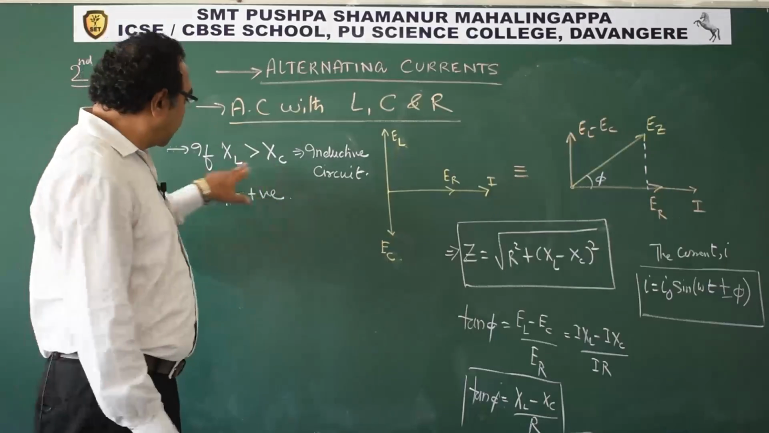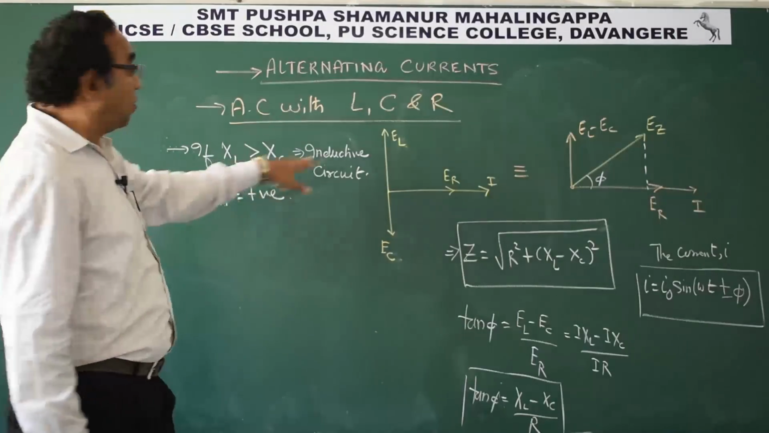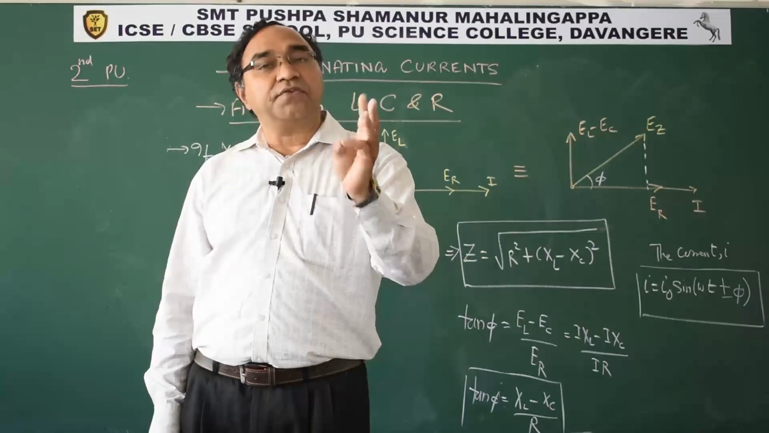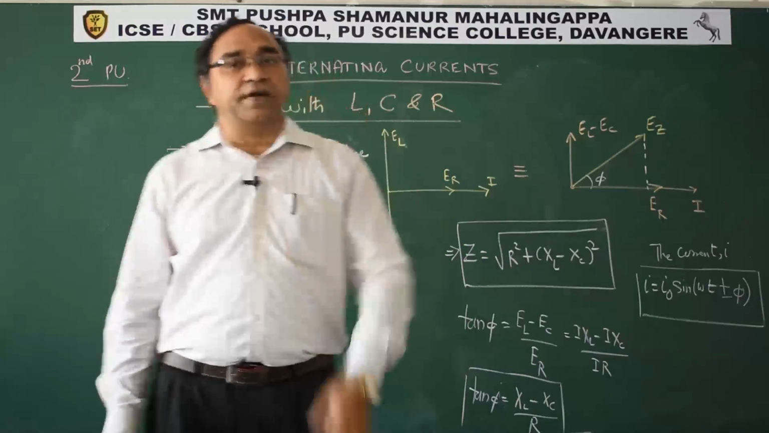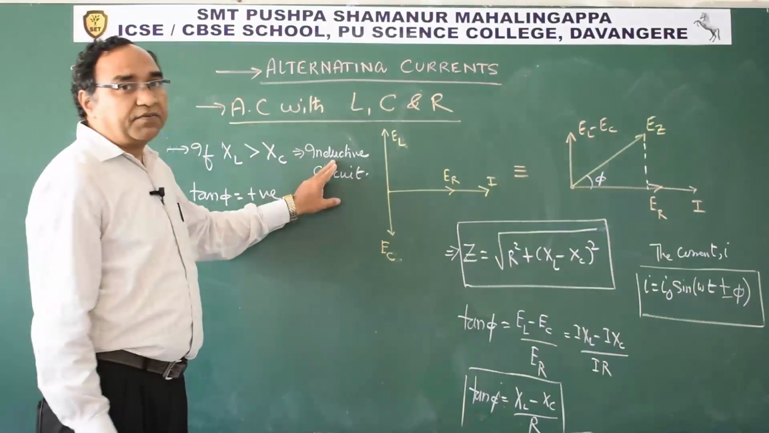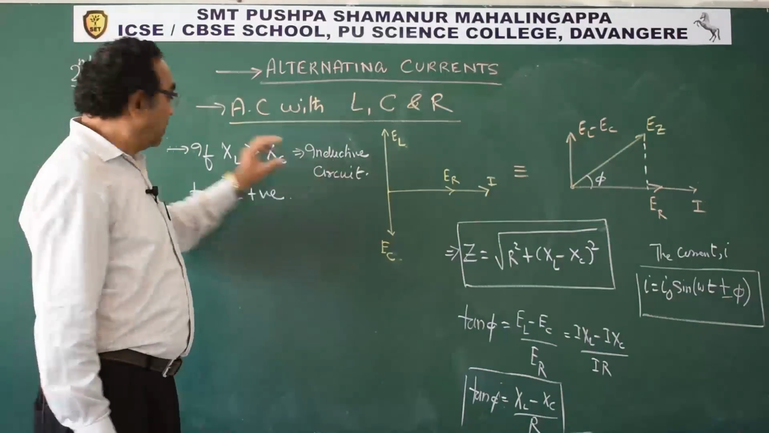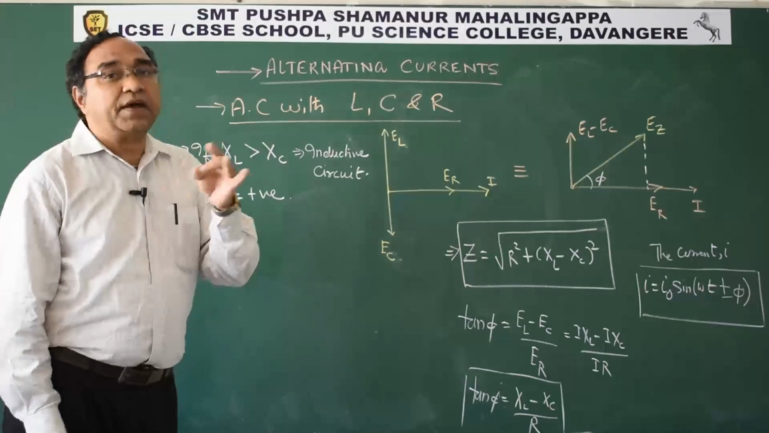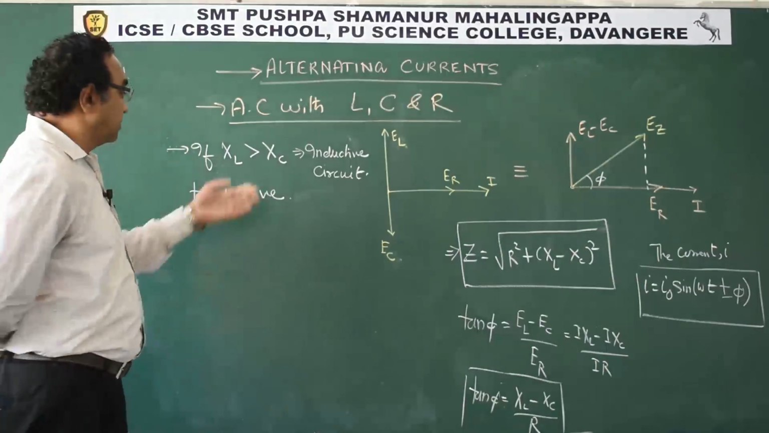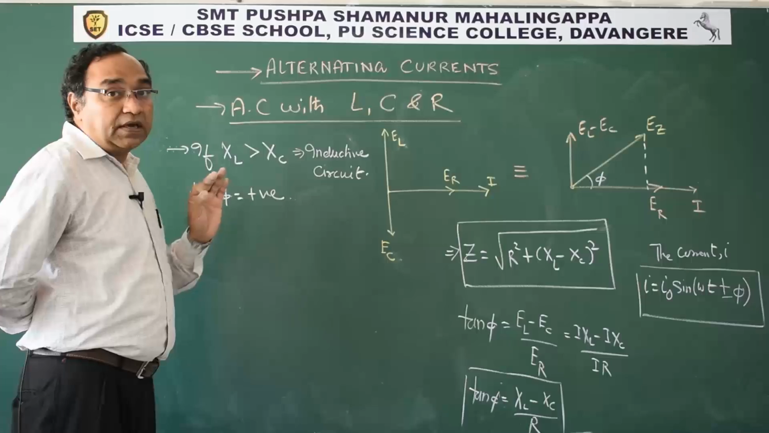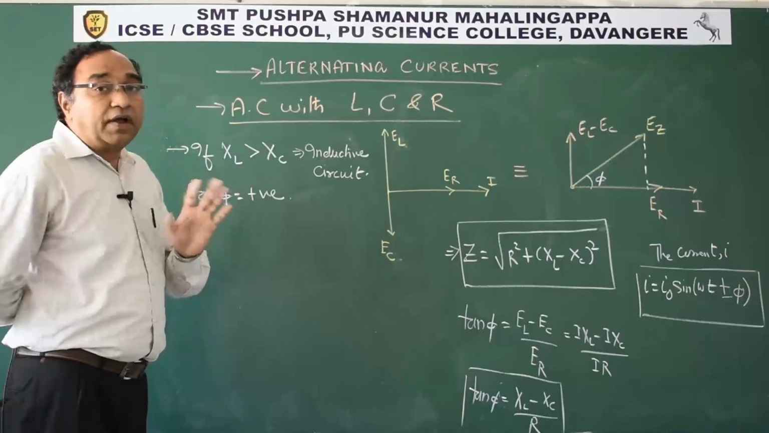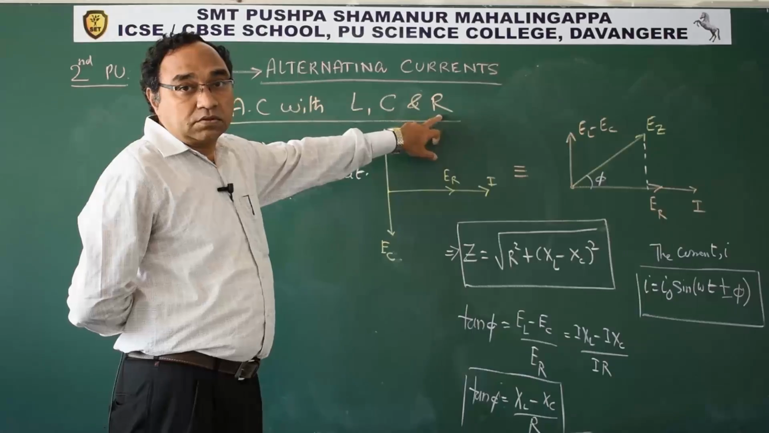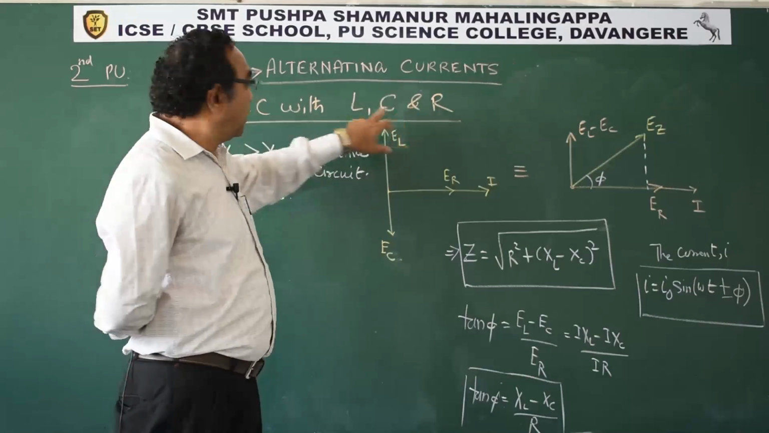Why do we say it is an inductive circuit? Although three components are there in the circuit, na? R is also there, L is also there, C is also there. But then we are classifying it as inductive. Why? Because inductive reactance is greater than capacitive reactance. Please understand, it's a highly conceptual thing. You cannot compare the value of L, C and R. Wrong. This is a disaster.